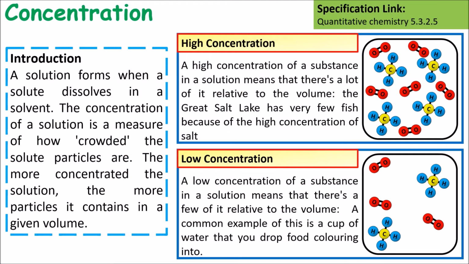So, when we're thinking about concentrations, we need to be able to think about whether something is a high concentration or a low concentration. A high concentration of a substance in a solution means that there is a lot of it relative to the solution's volume, for example, salty water. A low concentration of a substance in solution means that there is little of it relative to its volume, for instance, if you put a little bit of food coloring into water.